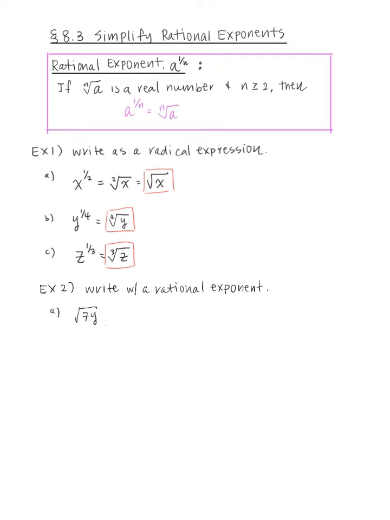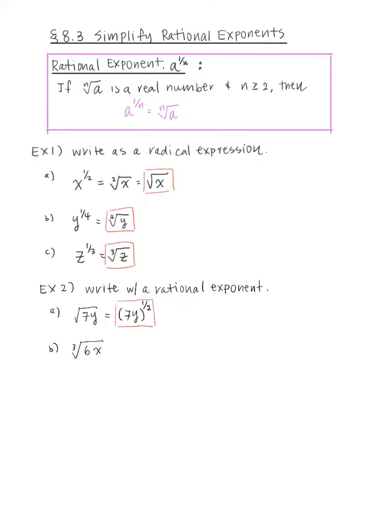Now let's take a look at example 2. Write with a rational exponent. So basically we're going to be working backwards now. Given the square root of 7y, we want to convert that into a fractional exponent. Since we're given the square root, the power is just 1/2. Don't forget to put the 7y in parentheses because 7y is one quantity. So we get 7y to the 1/2.